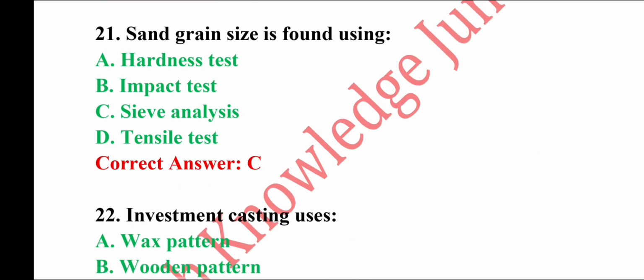Question number 21 is your sand grain size is found using. The options are hardness test, impact test, sieve analysis or tensile test. The correct option is C, sieve analysis.